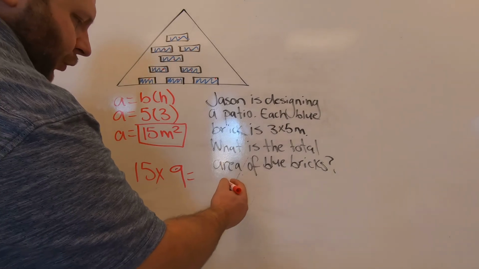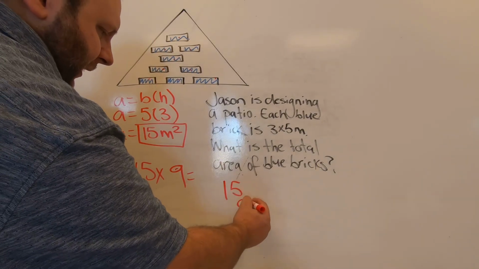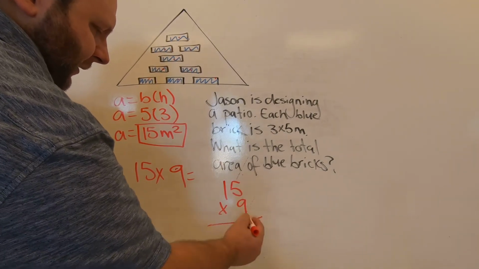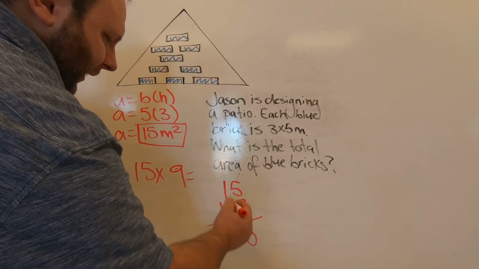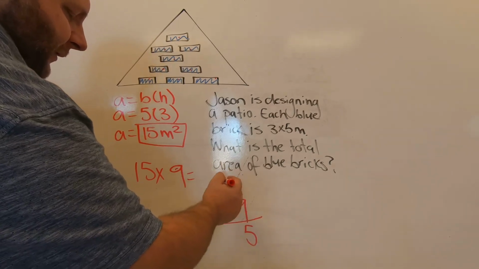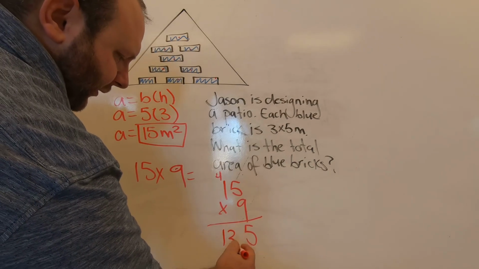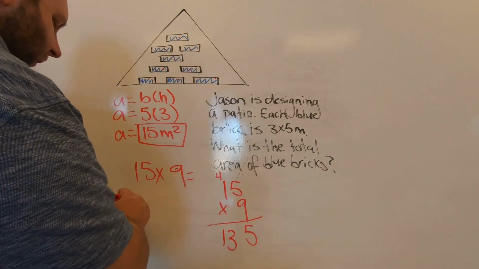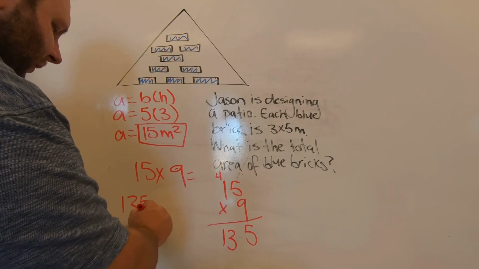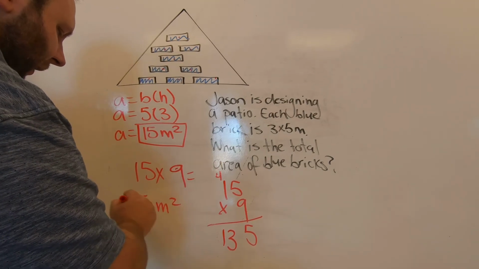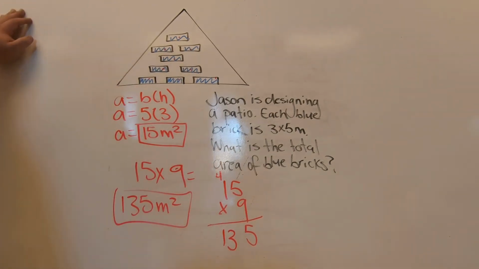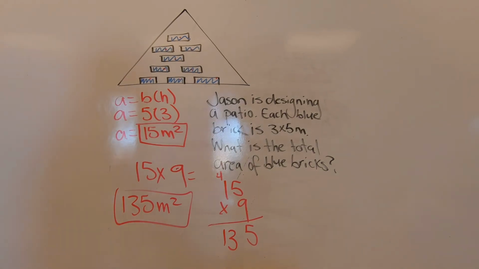Again, maybe you need to go over to the side of your paper and write out 15 times 9. 9 times 5 is 45. 9 times 1 is 9. Plus 4 is 13. So the total area is 135 meters squared of blue bricks that Jason needs to find in his patio.